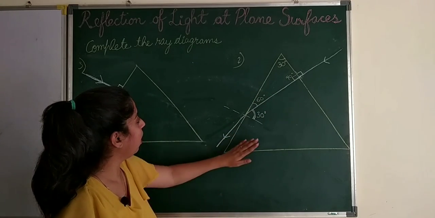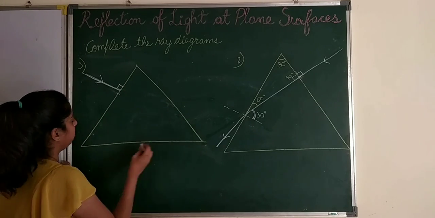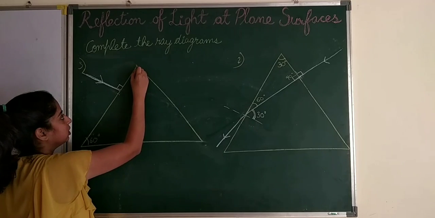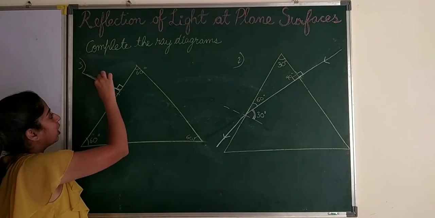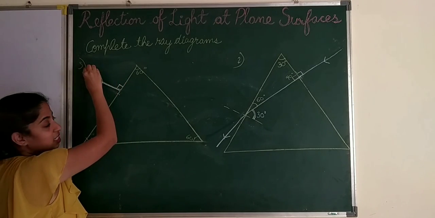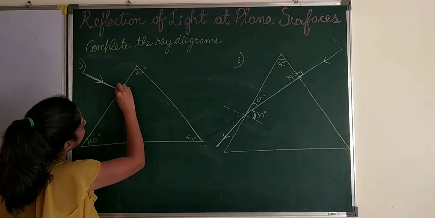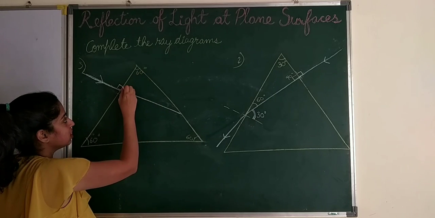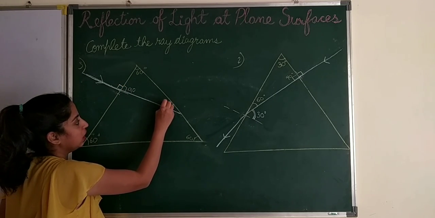Correct? Now moving on to our third example. Here, this is the prism. They have told us this is an equilateral prism, so everywhere we can mention it is 60. Now, again the incident ray is at 90 degree to the surface, that is, it is making an angle of incidence of 0. So it will go straight and strike this surface. Now at this surface, if this is 60, this is 90, this will be 30.